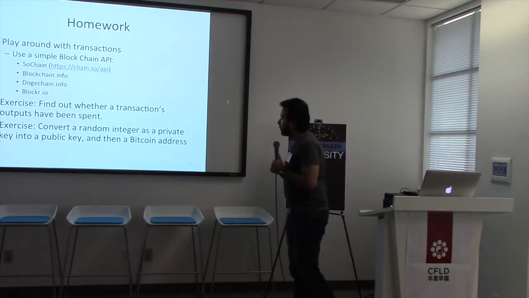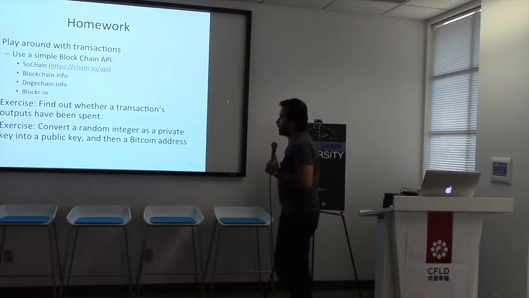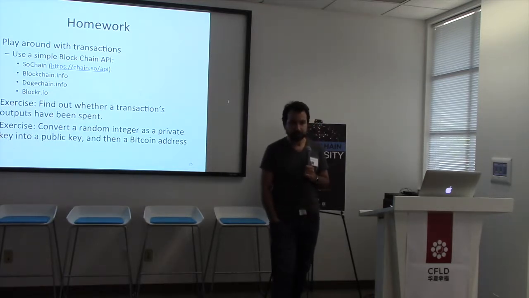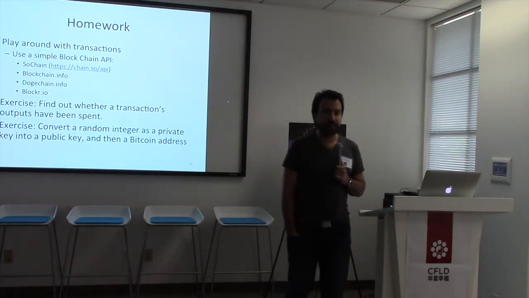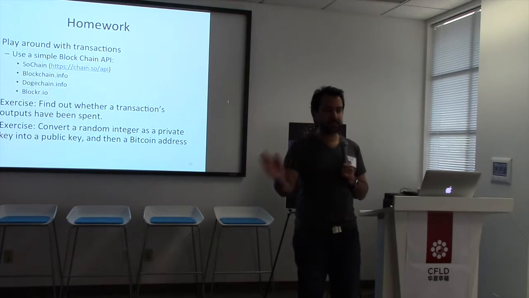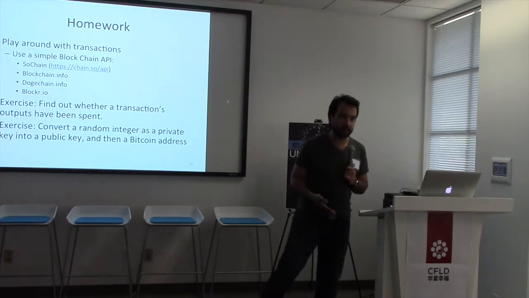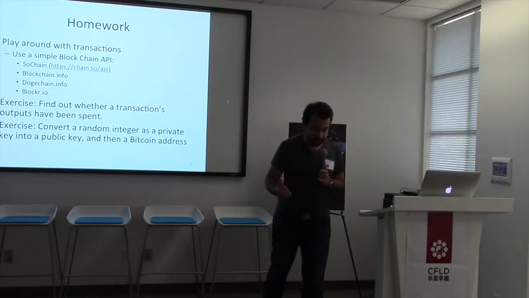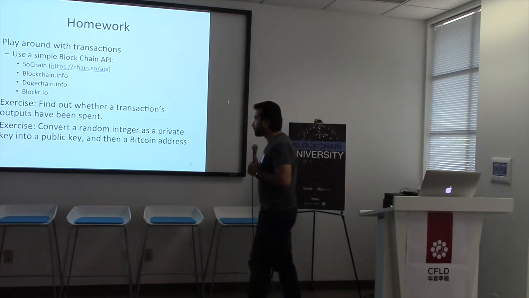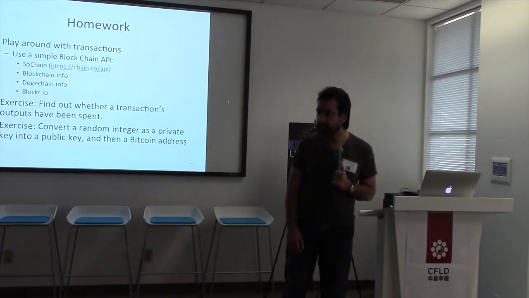One of the things that we want you to do, or at least entertain, is find out whether transaction outputs have been spent. What does that mean? That means whenever a transaction occurs on the network, that transaction can either be untouched or unspent, or it can be spent. Right? We want you to find out whether an output was spent or not. And you can use the Blockchain Explorer tools that we've mentioned, through the APIs that we offer.